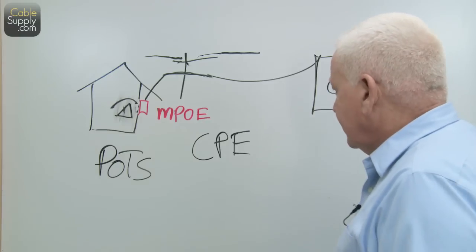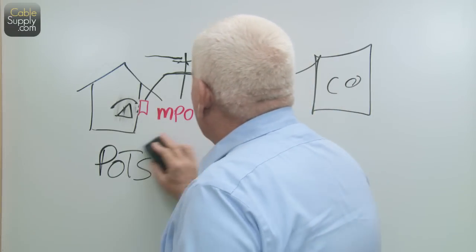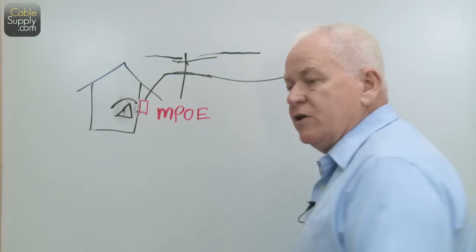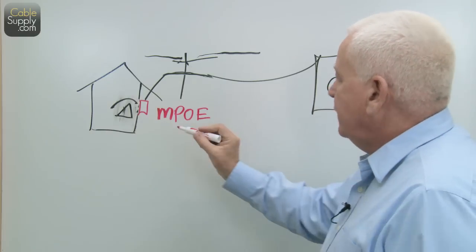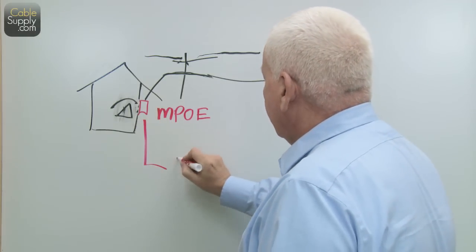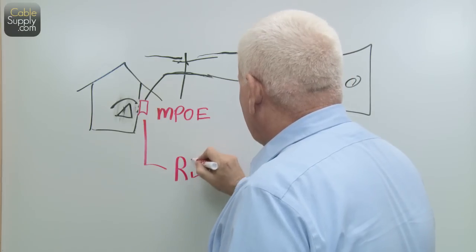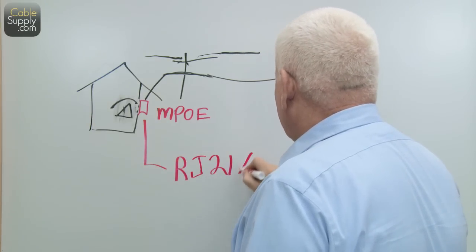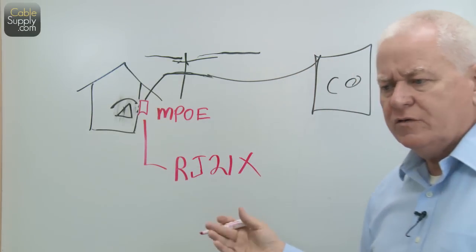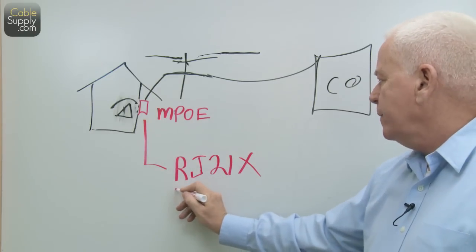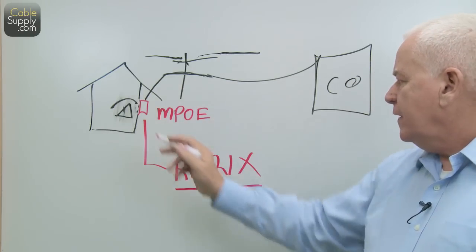Now, if you're a business, not only is it called minimum point of entry or DMARC or anything else, this connection is called RJ21X. Now, not everyone has an RJ21X. There's other ones, but this is the most popular. And it's connected to that box out there.